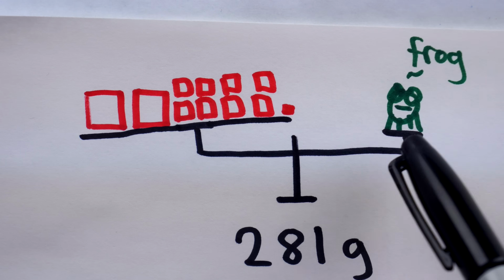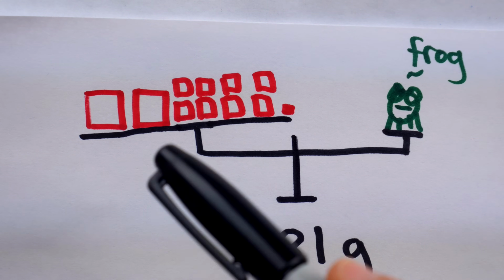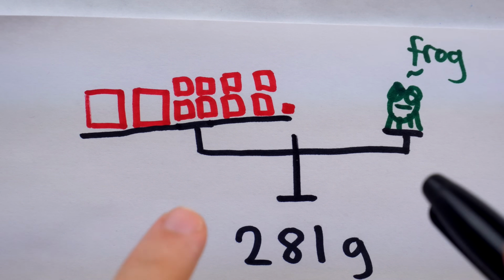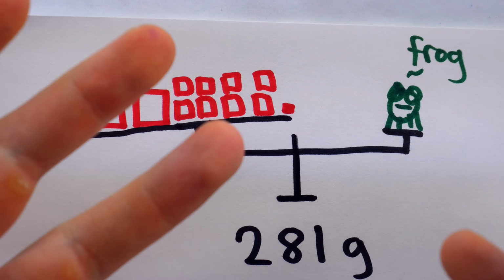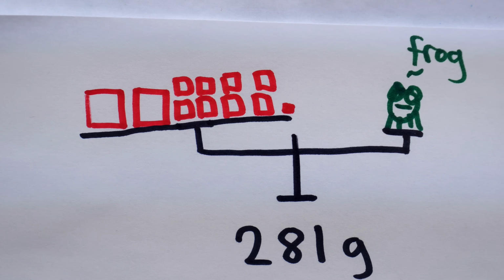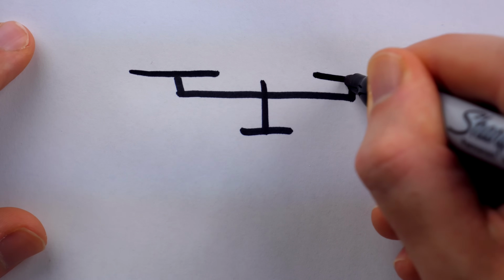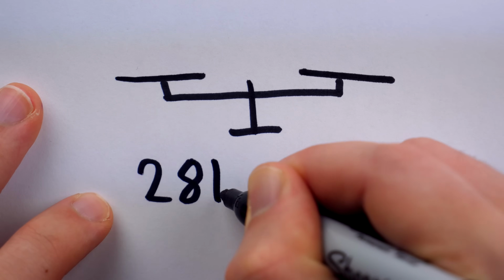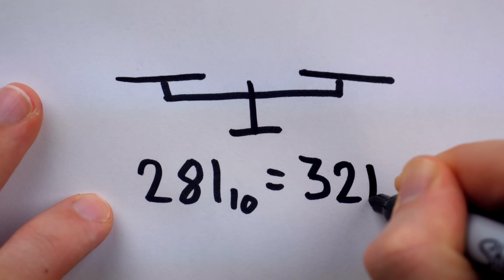And think about the body image issues this frog is going to have when he sees this many weights used on the other side of the scale just to measure him. The situation is not hopeless, for if only we could use both sides of the scale, the negadecimal system would give us an easy way to see how to weigh out 281 grams. Indeed, if we are able to use both sides of the scale, then the powers of 10 that our weights represent could be both positive and negative. Then we need only note that 281 in decimal is equal to 321 in Negadecimal.